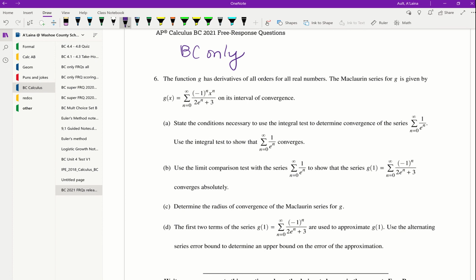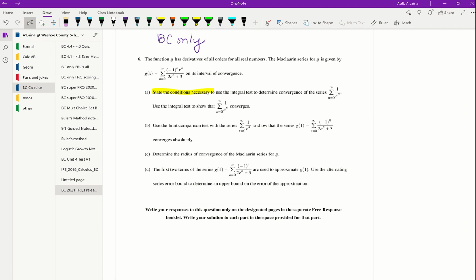So G has derivatives of all orders. The Maclaurin series for G is given on its interval of convergence. We want to state the conditions necessary for the integral test. Ooh, and then we have to use it. The conditions. Sometimes students forget that the integral test has conditions.